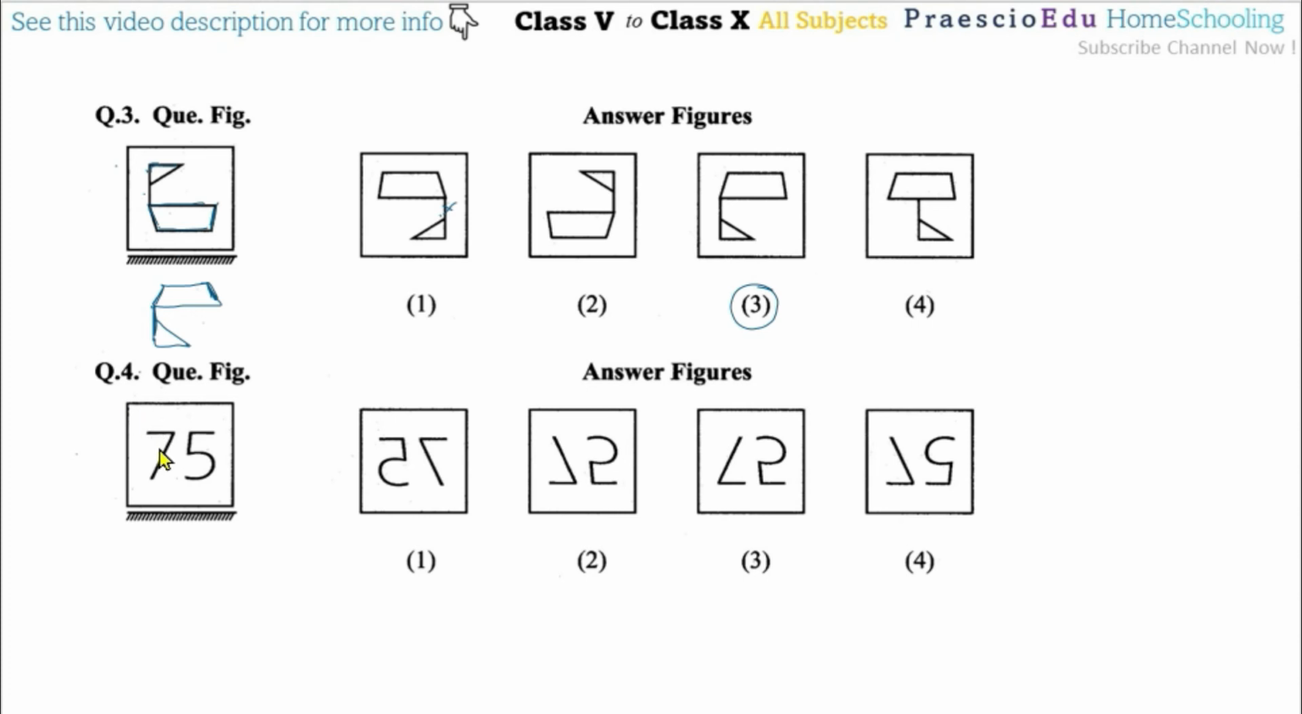Now, question number 4, 75. Here this line is somewhat inclined, so it will become like this here, and this line is horizontal, so it will be like this one.